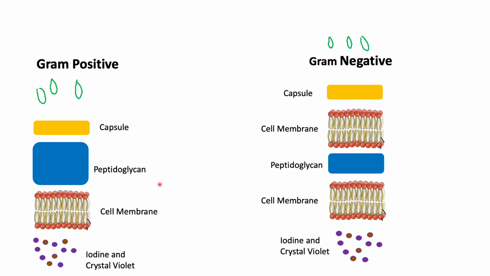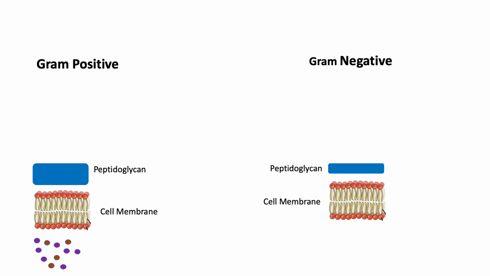So to recap, since alcohol has dehydrative properties, the capsule in both will dissolve, the cell membrane will dissolve, and the peptidoglycan layers will shrink. And in the gram-negative, the iodine and crystal violet will be washed away because the peptidoglycan layer is very thin. Now over here, we can see that the capsule and cell membrane have dissolved and our peptidoglycan layers have shrunk. Now in the gram-positive, we still have the iodine and crystal violet, but in the gram-negative, we do not, because they are washed away.